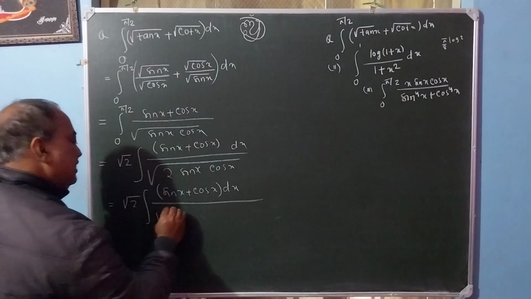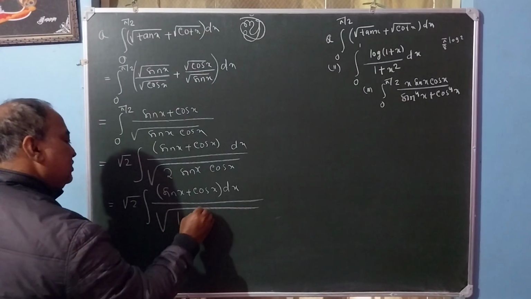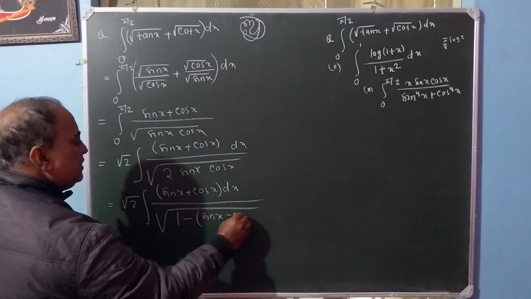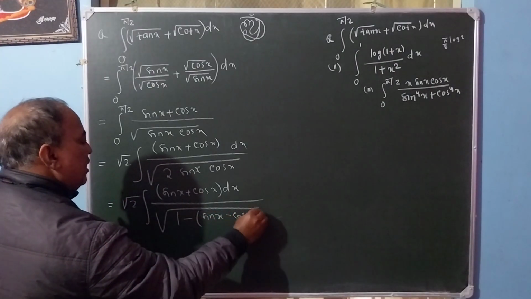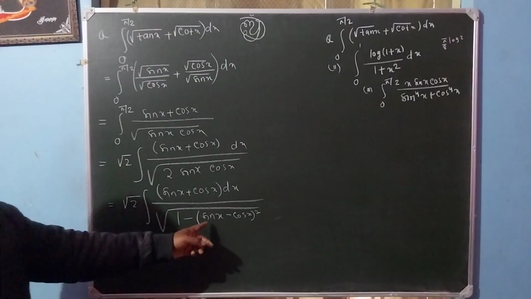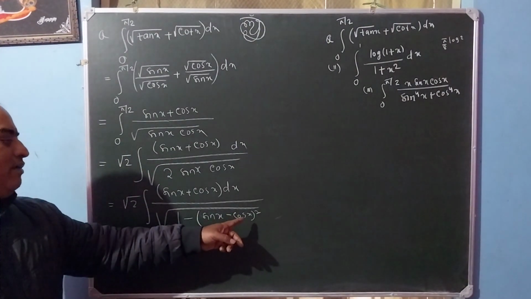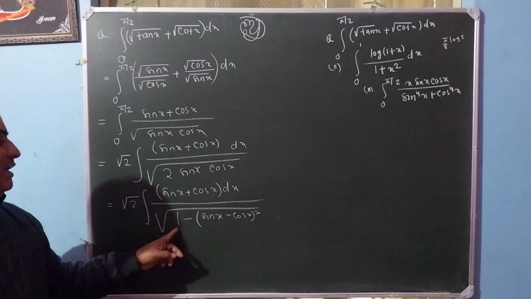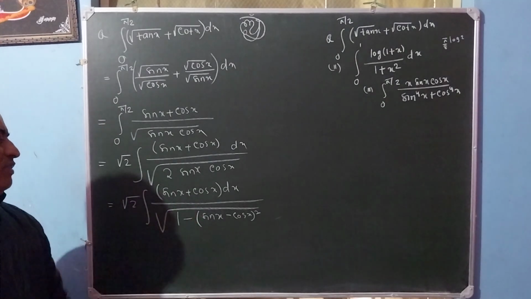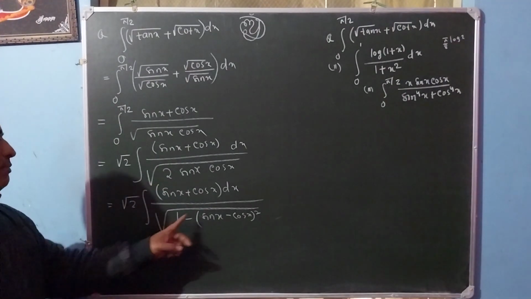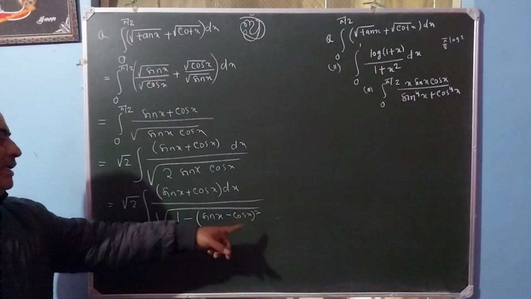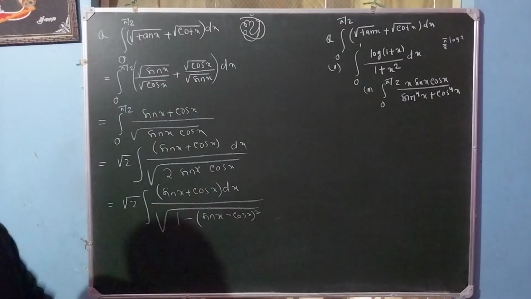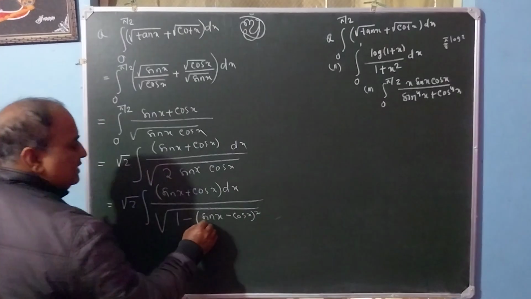This can be written as 1 minus sin x minus cos x whole square. You see here, a minus b whole square is a square plus b square minus 2ab. So sin square x plus cos square x, that is 1. 1 minus 1 cancels, and 2 sin x into cos x, that is sin 2x, written like this. So you have to take this as a t.